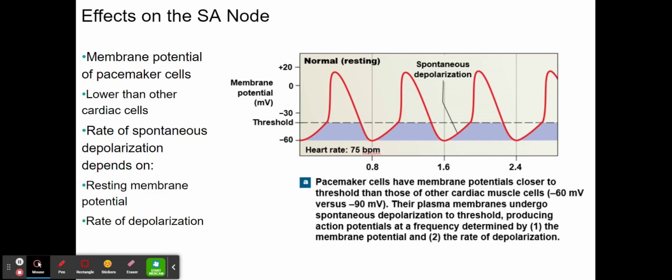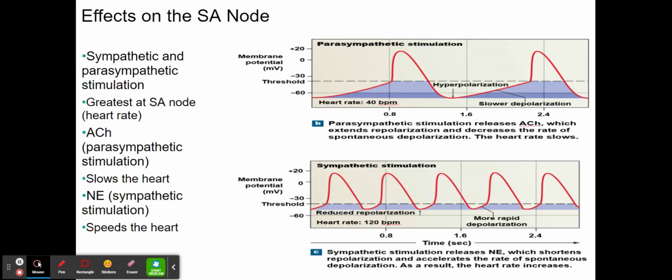Acetylcholine released by the parasympathetic neurons opens chemically gated potassium channels in the plasma membrane. Then potassium leaves the nodal cells, dramatically slowing their rate of spontaneous depolarization, and also slightly extending the duration of repolarization. As a result, heart rate declines. Norepi released by sympathetic neurons binds to beta-1 receptors, leading to the opening of sodium ion channels and calcium ion channels. Then an influx of positively charged ions increases the rate of depolarization and shortens the period of repolarization. The nodal cells reach threshold more quickly, and the heart rate increases.